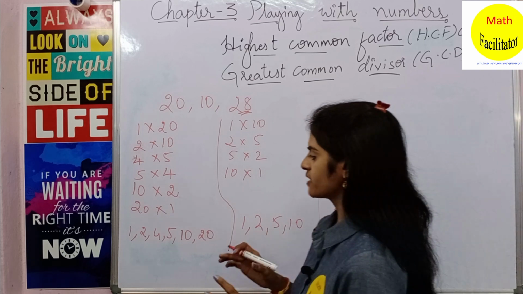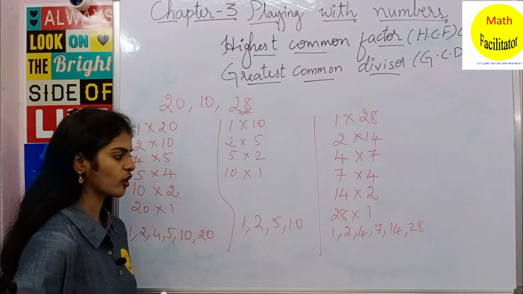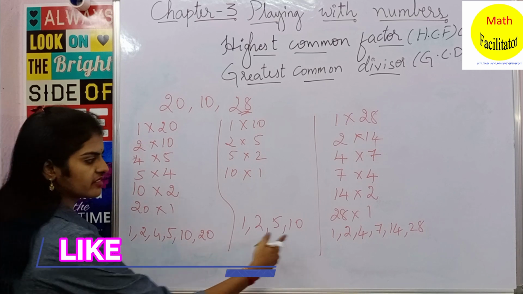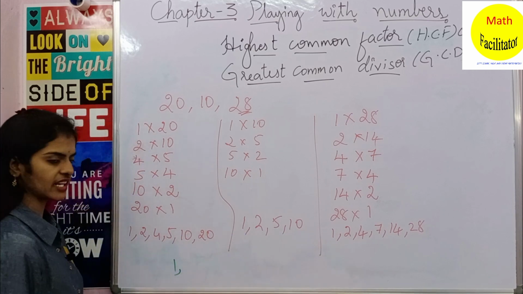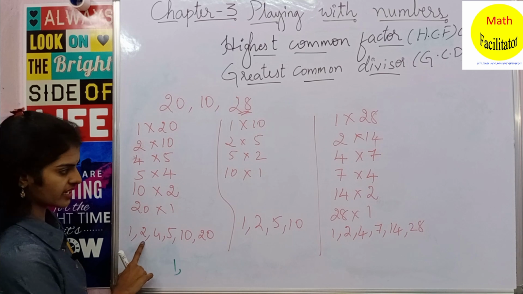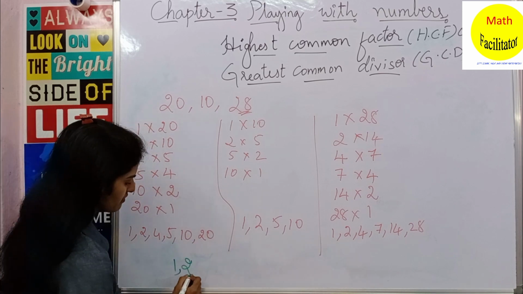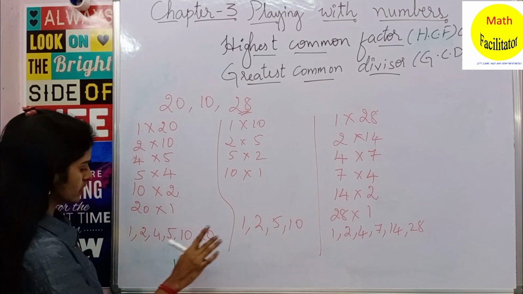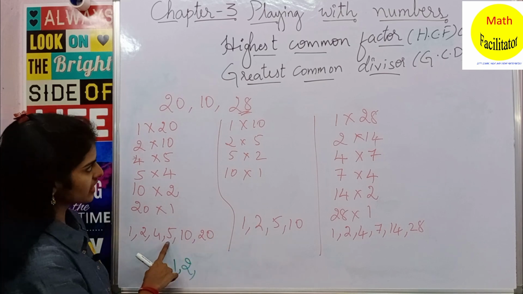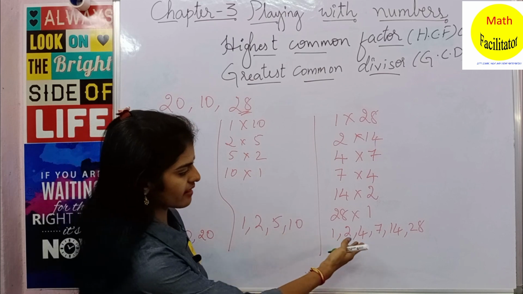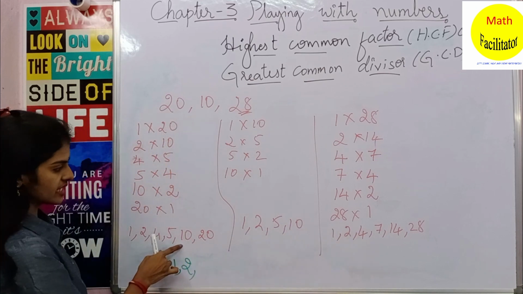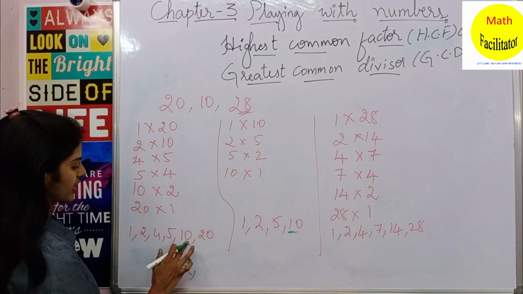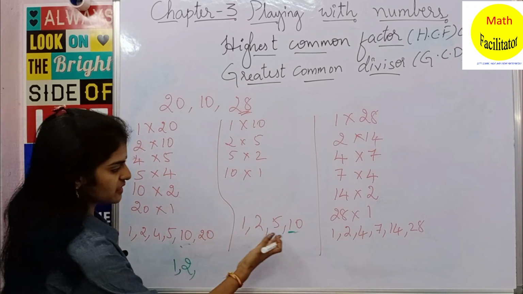Now that we got the factors of each of the numbers, let us find the common factors. 1 is a common factor for all the numbers, so let me write 1. Now 2, you find it here, here and here, so 2 is a common factor. 4 you find in this number but not here, so leave 4. 5 you find here and here also, but there is no 5 in the factors of 28. 10 is here but no 10 in factors of 28. 20 is here.